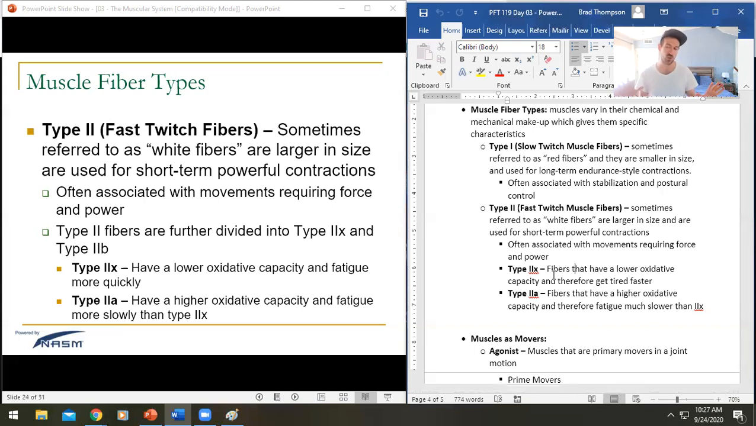Your type 2A fibers are kind of straddling the line between type 1 and type 2. They don't have as much mitochondria as a type 1 fiber, but they aren't quite as powerful as a type 2X fiber, but they're fairly powerful. They've got some mitochondria, and they're still somewhat large in size. So they fatigue much more slowly compared to type 2X.